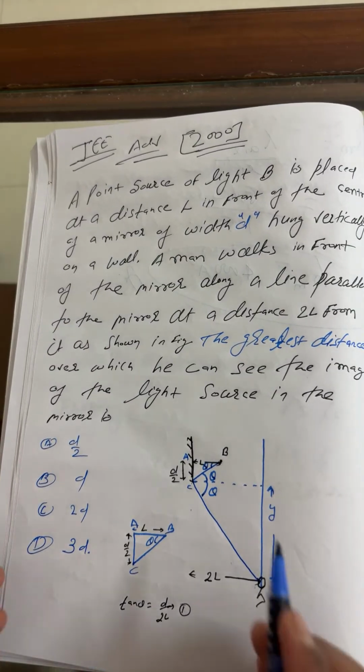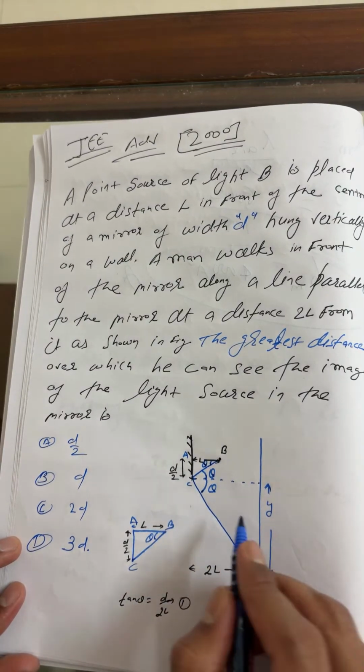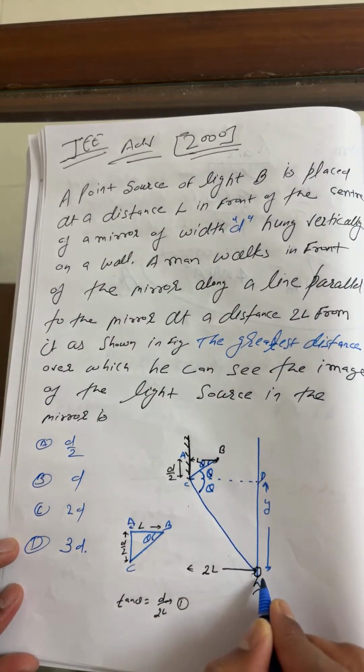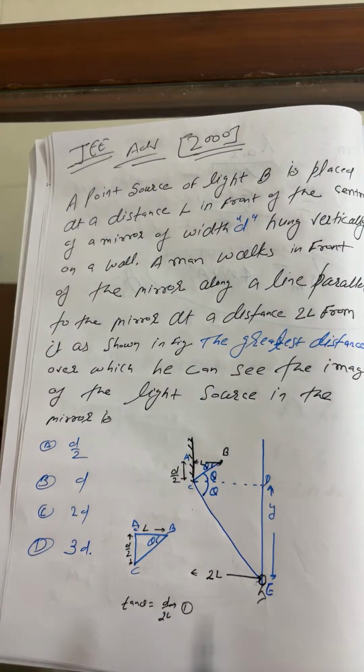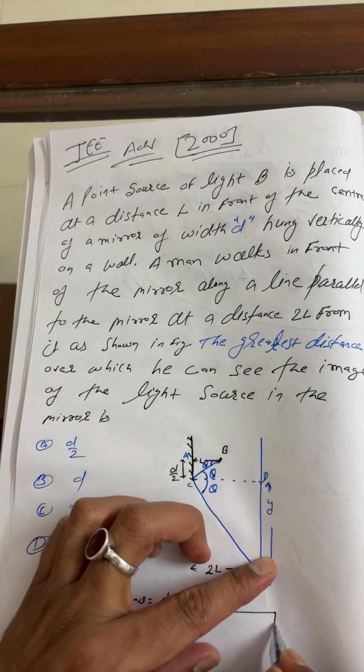Okay, that's it. Now here I'm going to apply again, I'll use this triangle, C, D, and this is E. Beta, I'll use this triangle here.